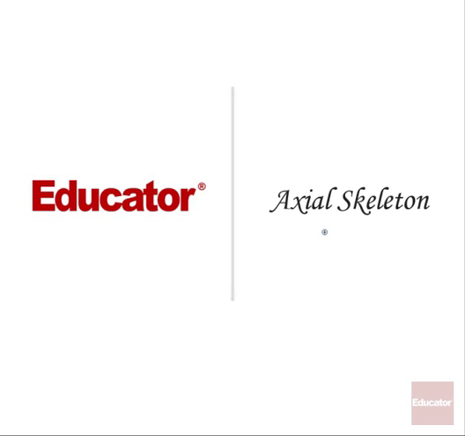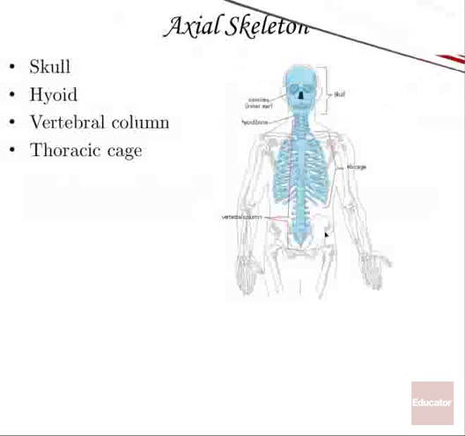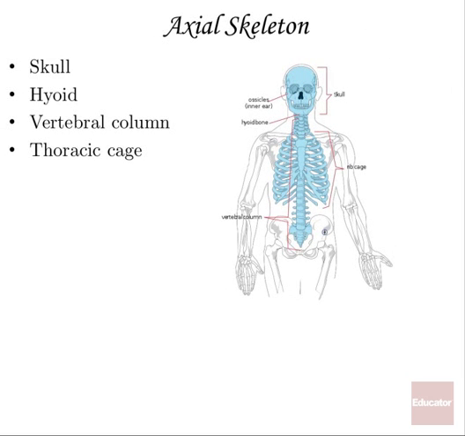Welcome back to Educator.com. This is a lesson on the axial skeleton. The axial skeleton is the part of the skeleton that's along your axis. So AXIS, just like the axis of the Earth, just down the middle. This is the middle of your body, so every bone that's in that section is considered part of it.